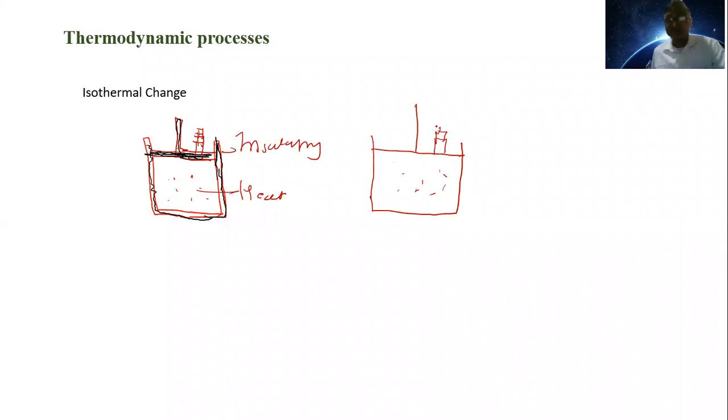And see here, in this case, as the piston moves downward, the work is done on the gas. That work done is converted into heat energy. And that's why, but see here, the walls are of perfectly conducting material. That's why this heat is given to the surrounding.